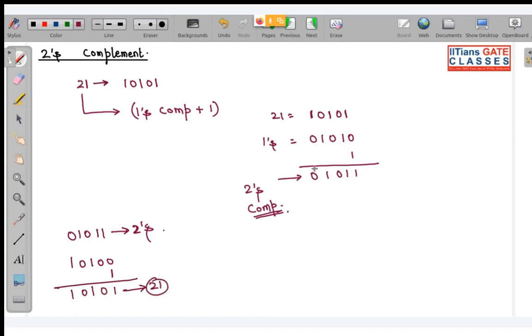So we know 2's complement of 21 is this. So you can see you are getting the reverse number back. So if the original number is given as a 2's complement, the original number is calculated by taking 2's complement of the given 2's complement number.